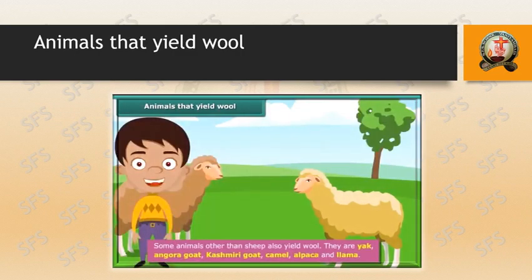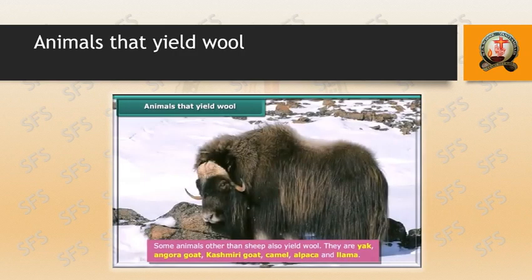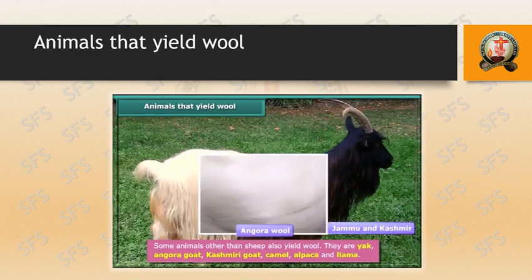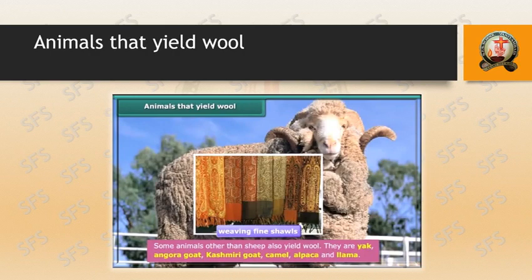Some animals other than the sheep also produce wool. They are yak. Yak wool is common in Tibet and Ladakh. Angora goat. It is found in hilly regions such as Jammu and Kashmir. The wool obtained from it is called Angora wool. Kashmiri goat. The wool obtained from it is very soft and is used in weaving fine shawls. These shawls are popular as pashmina shawls in India.